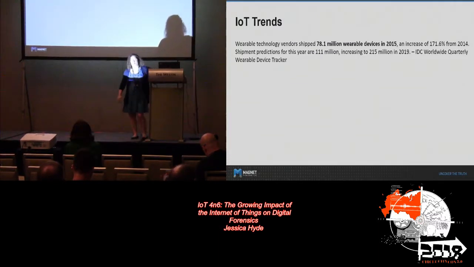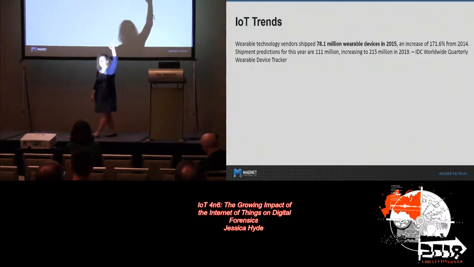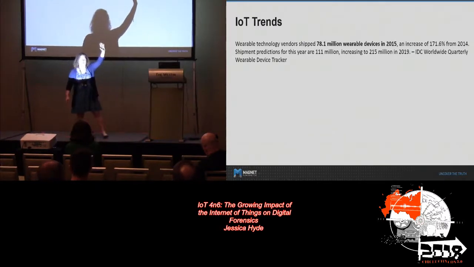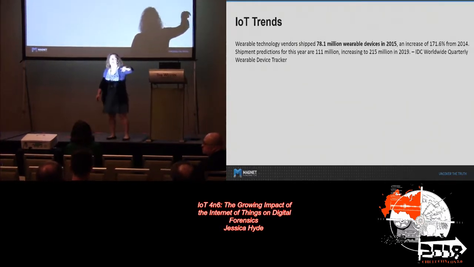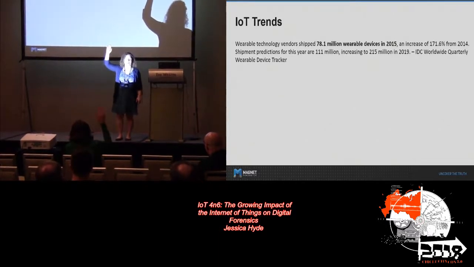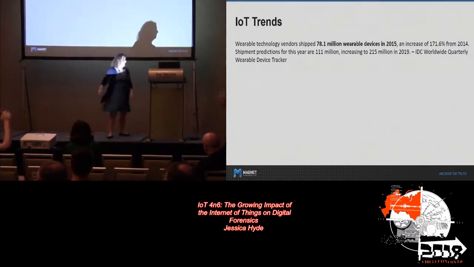78.1 million wearables were sold in 2015. How many of you, show of hands, are wearing a wearable device right now? A smartwatch, a Fitbit, anything. How many of you only have one piece of tech on you at this moment, just a smartphone? All right, put your hands down. How many of you have 2 or more pieces of tech on you right at this moment? Yeah, that's 90% of the room.